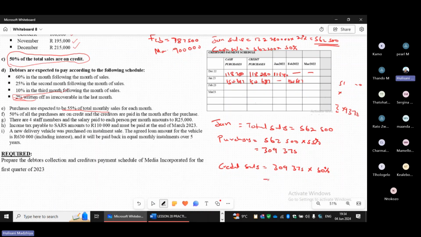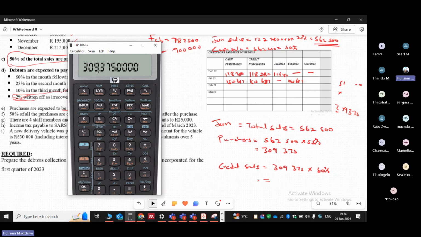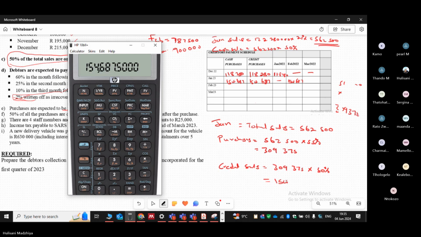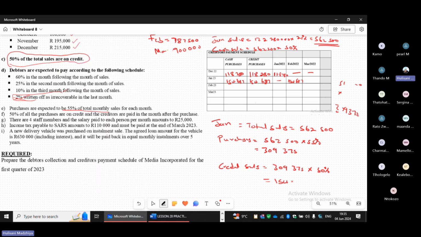So credit sales for January will therefore be this multiplied by 50 divided by 100, giving you 154,688. So to round this off will be 688,000. So this is the credit sales. So you're gonna come and include it here and say credit sales, it's 154,688, and cash purchases will be the same because it's 50% of the total purchases.